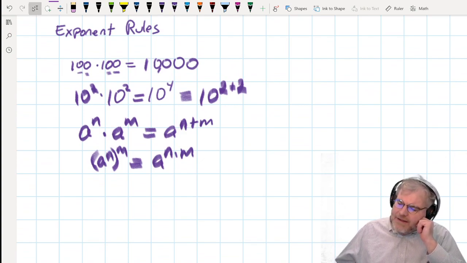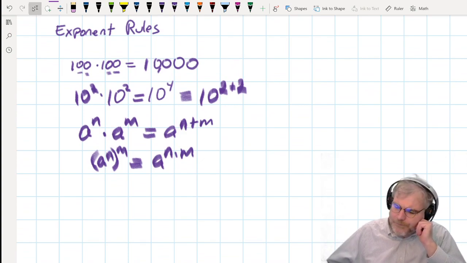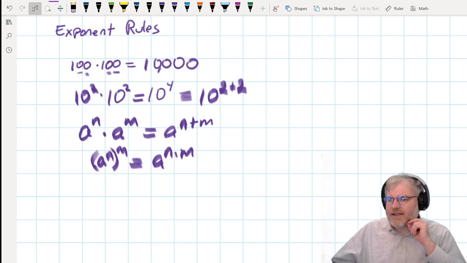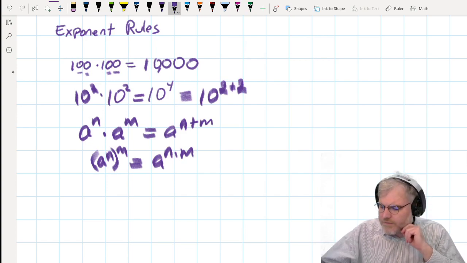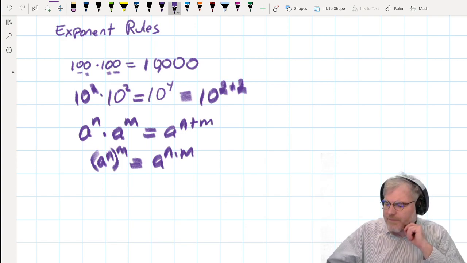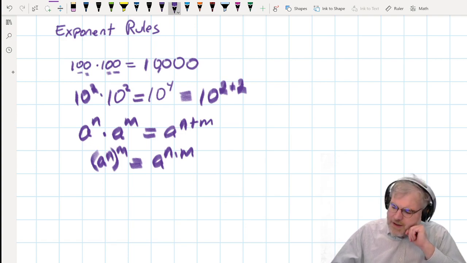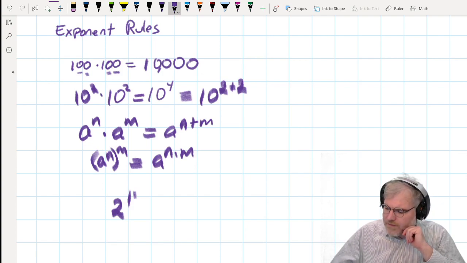So I can combine these two exponent rules, and I can calculate these modular exponents quickly because I can reduce what I'm talking about to those small things instead of the big things. So let me give you an example. Let's say I wanted to compute 2 to the 15th.